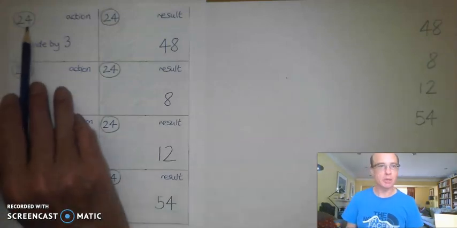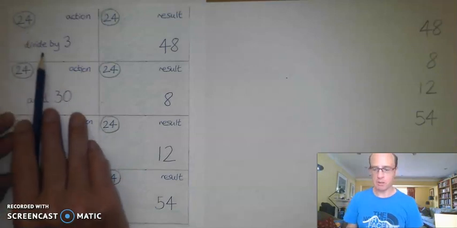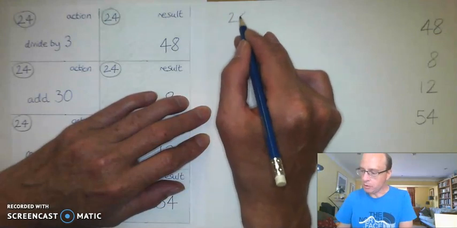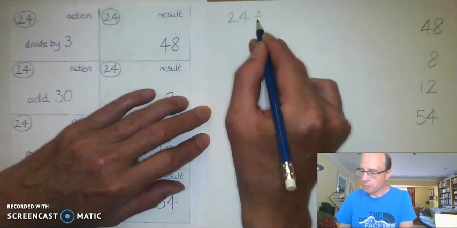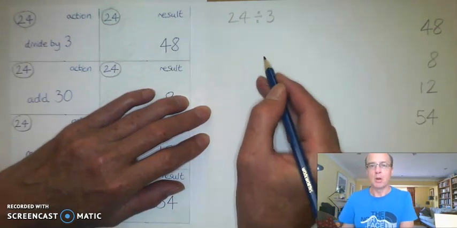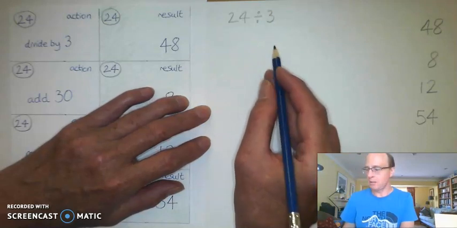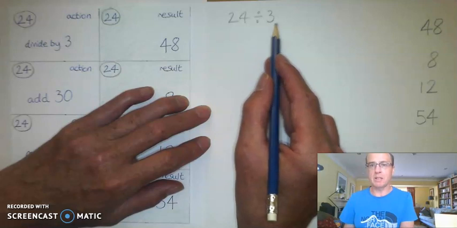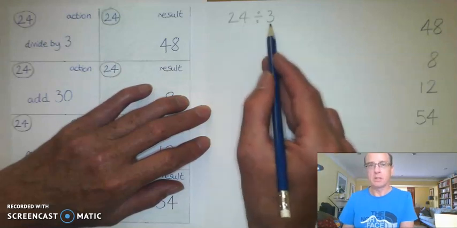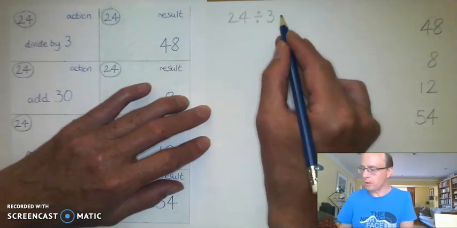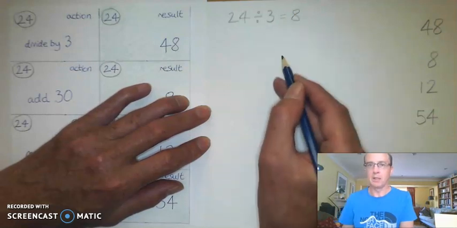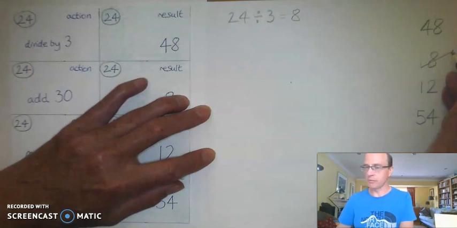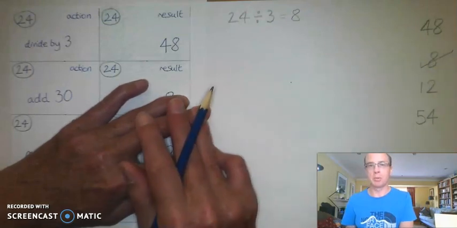Okay, let's have a look at the first calculation. What have we got? We've got 24 and I'm going to divide it by 3. So let's write that down. We've got 24, we're going to divide by 3. Well, I think in my 3 times table I've got 3 lots of 8 giving me 24. So 24 divided by 3 is going to be 8. Fortunately that's one of my answers, so I can cross that off. I've used my 8 up.